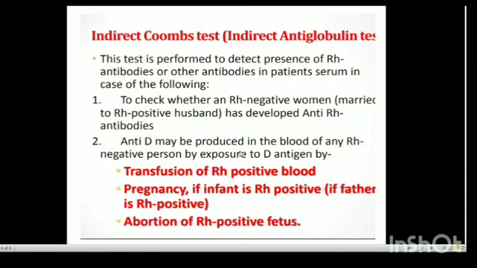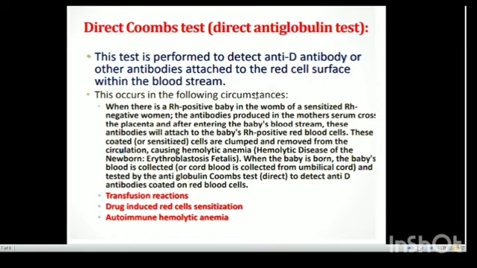Anti-D may be produced in the blood of any Rh negative person by exposure to the D antigen through these following activities.